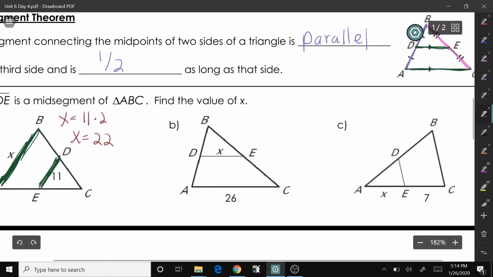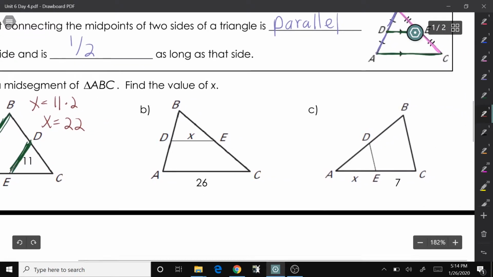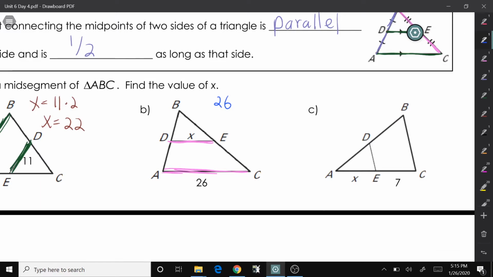All right. Example B is going in the opposite direction, where we're given the bigger side, 26, and we're trying to find the smaller side here. So then we will do 26, and you can write divided by 2 or times 1/2. It means the same thing. And it equals 13.